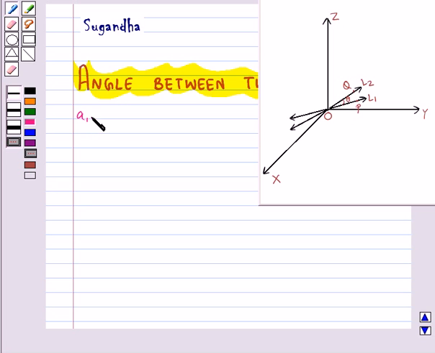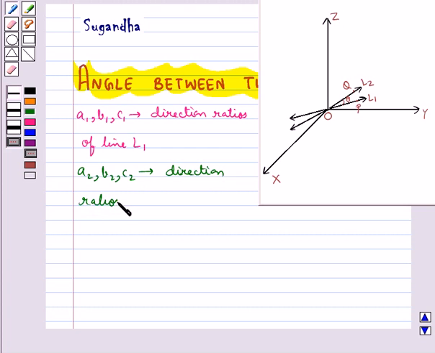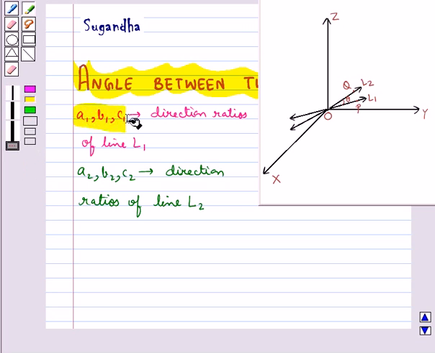Now suppose that A1, B1, C1 are direction ratios of line L1 and A2, B2, C2 are direction ratios of line L2. Now the directed line segment OP is a vector with components A1, B1, C1 and directed line OQ is a vector with components A2, B2, C2.